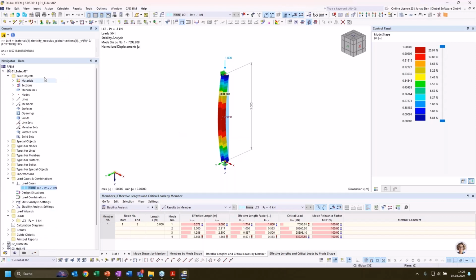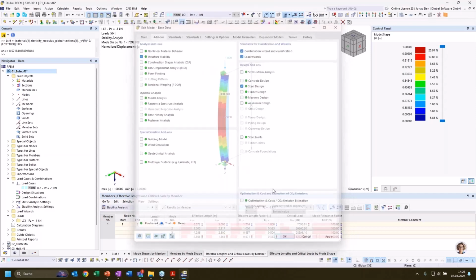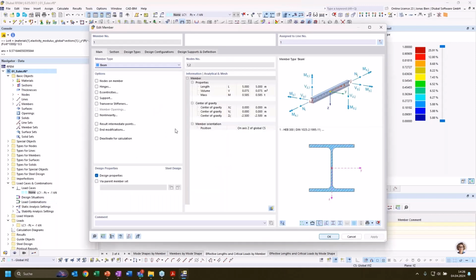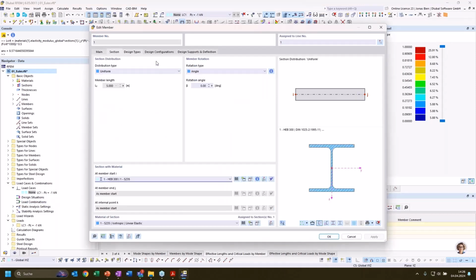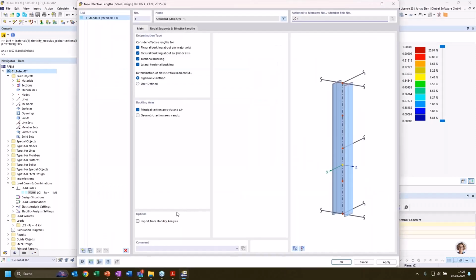Then one thing I want to show: we can directly import these buckling lengths into our design add-on. So if I want to design this column here with our steel design add-on, and I want to do it with the equivalent member method, I have to assign these effective lengths. And here I have the option to import the buckling length from the stability analysis.